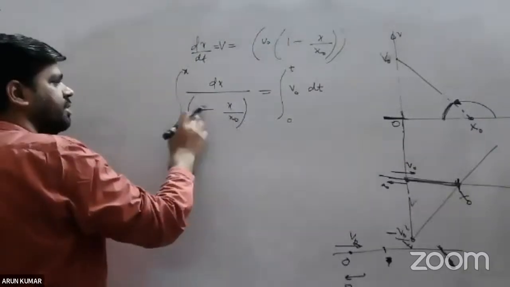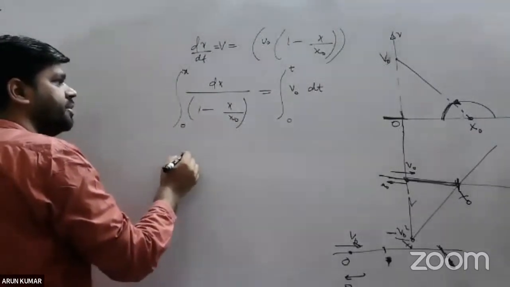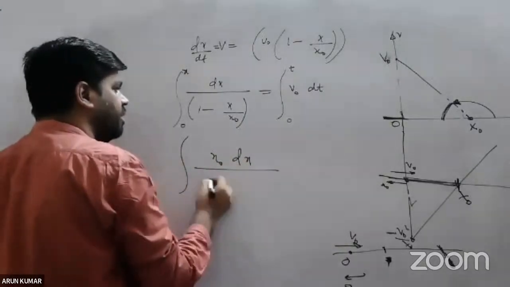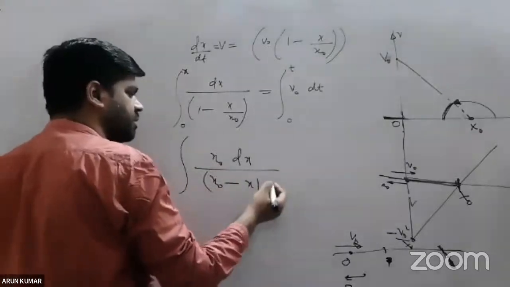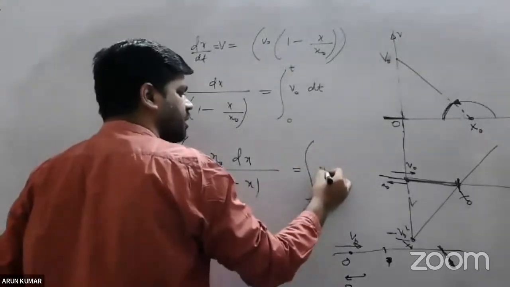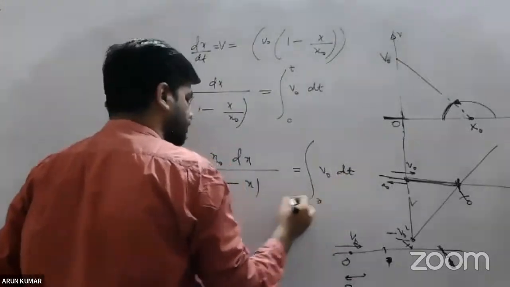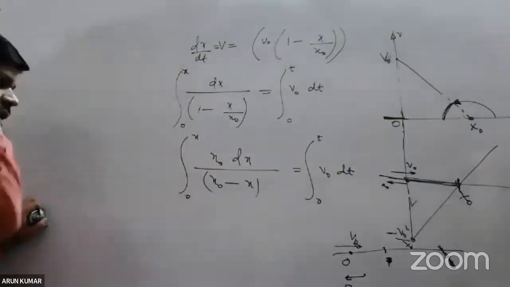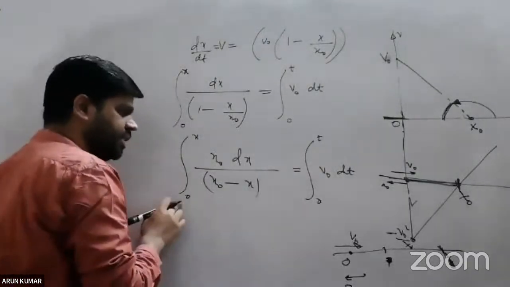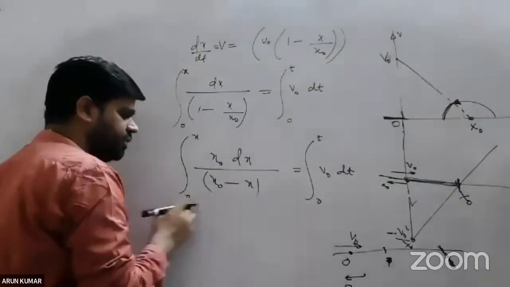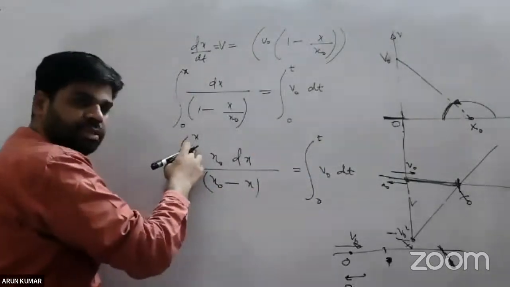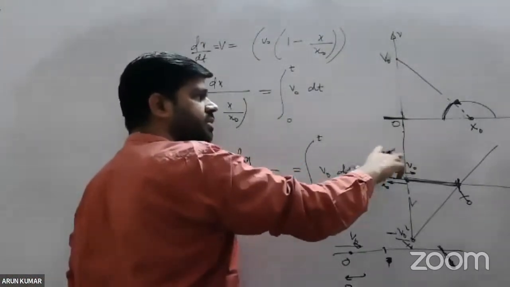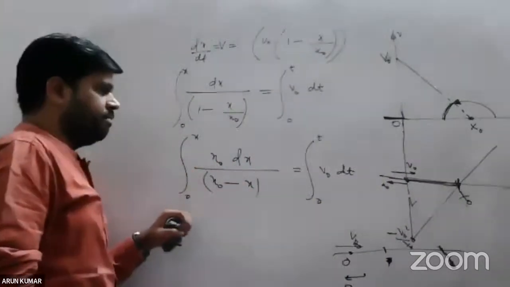I take this LCM here, x naught, and x naught goes on the numerator. So I'll get x naught dx by x naught minus x is equal to integral v naught dt, with limits 0 to t and 0 to x. This is important, how you write the integral. At t equal to 0, the position is 0, at the origin. At t equal to t, it is at x. So I am studying the motion from 0 to x and writing x as a function of t.